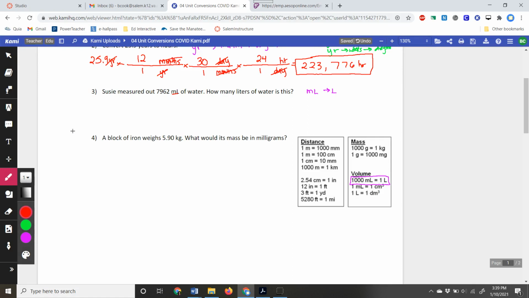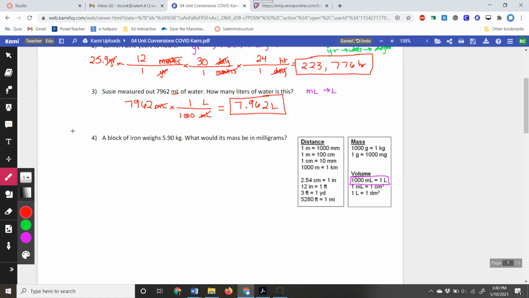To complete the problem, I'm going to write down the number that I'm given, 7,962 milliliters, and I can go directly from milliliters to liters. To do that, I'm going to get my units to cancel out with the old unit, milliliters, on the bottom, and the new unit in my chart, liters, will go on the top. Now notice in this equality, the 1,000 is written next to the milliliters, and the 1 is written next to the liters. So I'm going to do that here as well. The 1,000 will be written next to the milliliters, and the 1 will be written next to the liters. So I'm going to divide 7,962 by 1,000, and I get 7.962 liters.